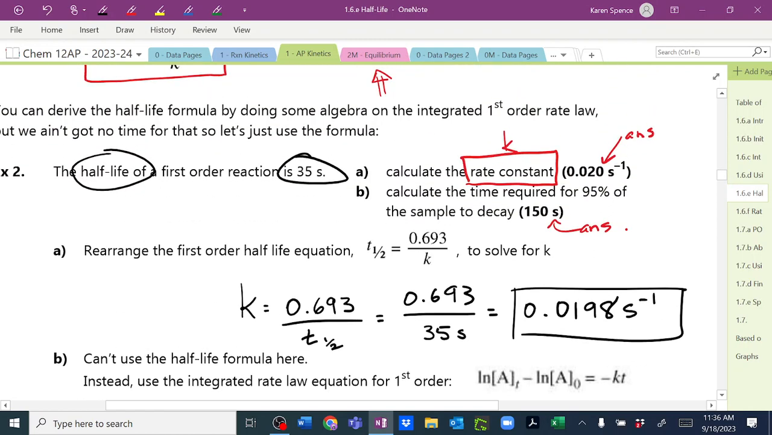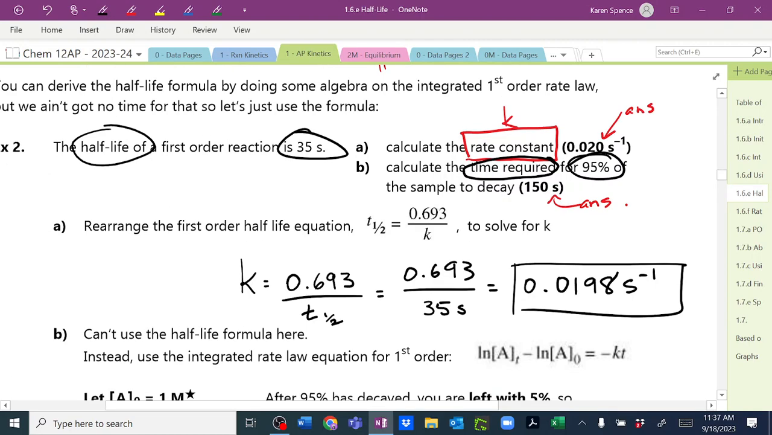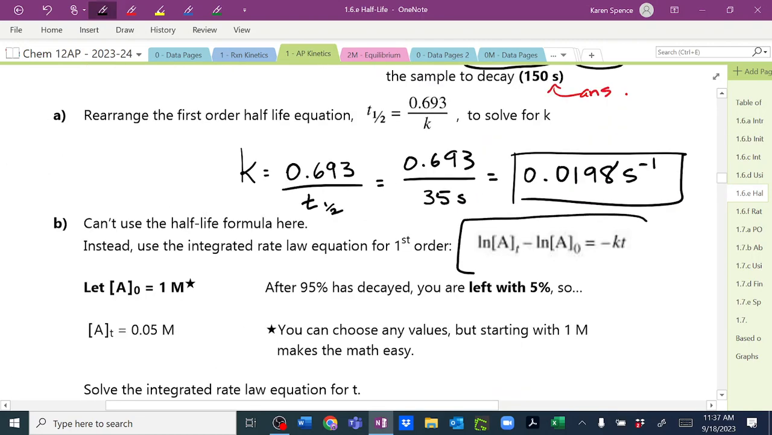Now for the second one, we need to calculate the time required for 95% to decay. So what formula would we be wanting to use here? If we want to find the time required for 95% of the sample to decay, we would be wanting to use the integrated rate law for first order because we can solve that. So we're going to be using the integrated rate law for first order.